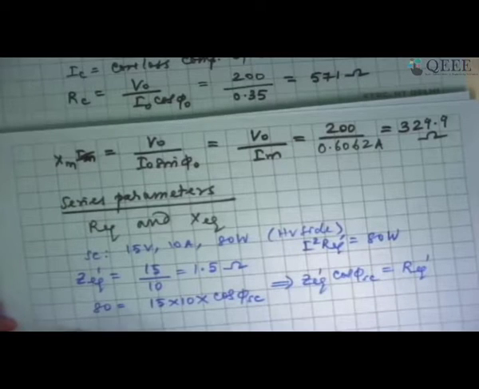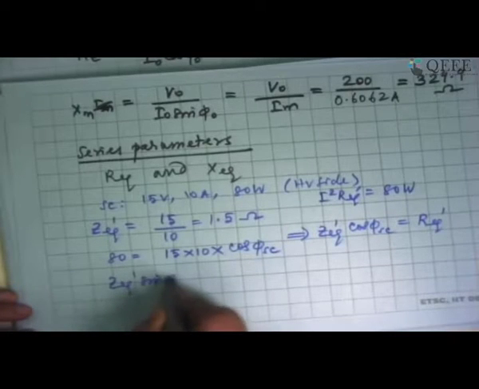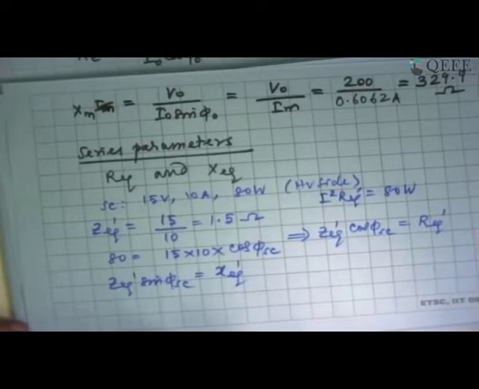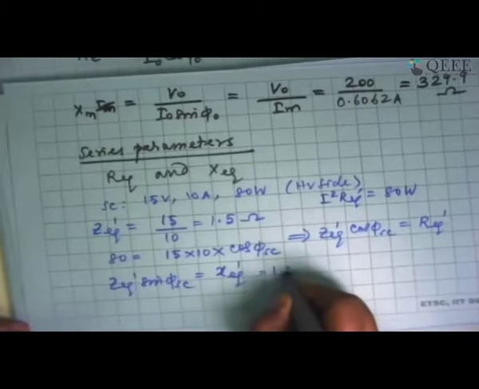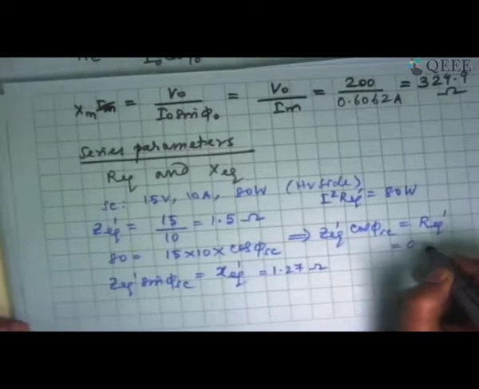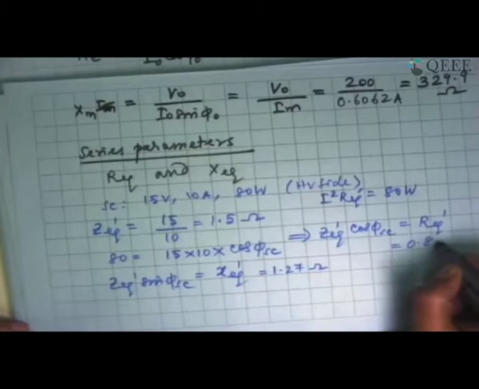And I can say Z equivalent dash multiplied by sin phi SC equal to X equivalent dash. I think R equivalent dash and X equivalent dash are coming out to be 1.27 ohms for this. This is what I'm getting. Can you guys tell me what is R equivalent? R equivalent is coming out to be 0.8. That's what I have written. Yeah, it is 80 watts divided by 100. So it is 0.8 ohms.